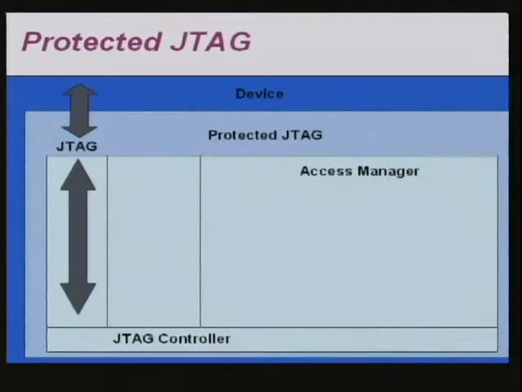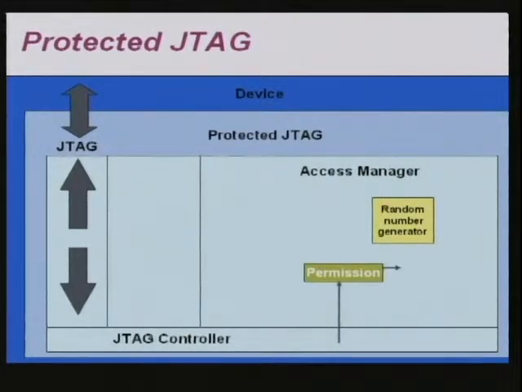The way we do that inside of an access manager, I have this function called protected JTAG. I'm going to start by adding a random number generator, which a lot of these kinds of chips typically either don't have or don't have a very good one. I'm going to take a permission level from the outside world in, and I'm going to then build a message. I'll go through in a minute what that message looks like.